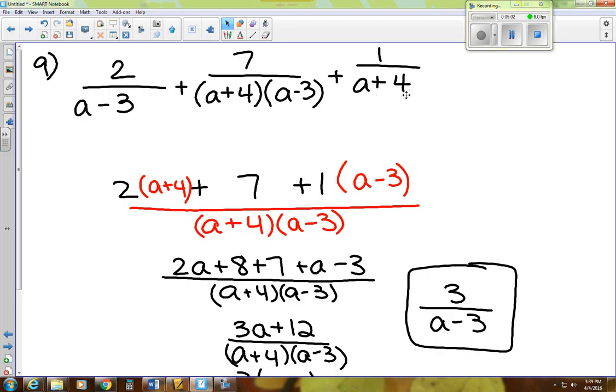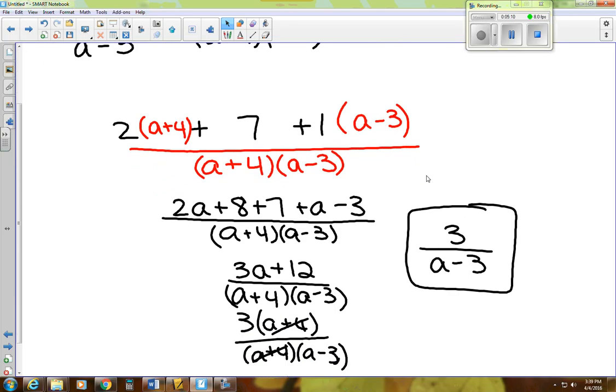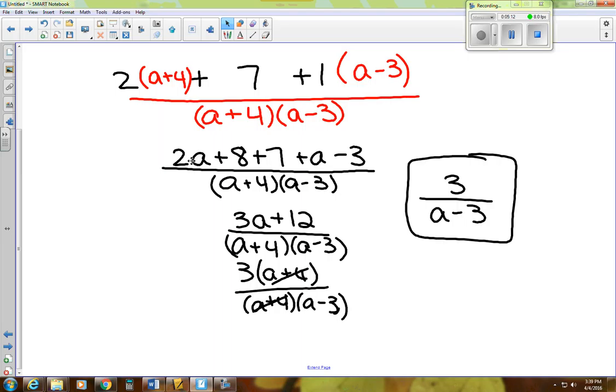And then over here, we have 1 over a plus 4, so it's missing the a minus 3. So I multiply both the top and the bottom by the a minus 3. So I'm going to clean things up by distributing. So I get 2a plus 8 when I multiply these, plus my 7, plus a minus 3 when I distribute that 1. I combine like terms. The 2a plus the a gives me 3a. 8 plus 7 minus 3 gives me 12.